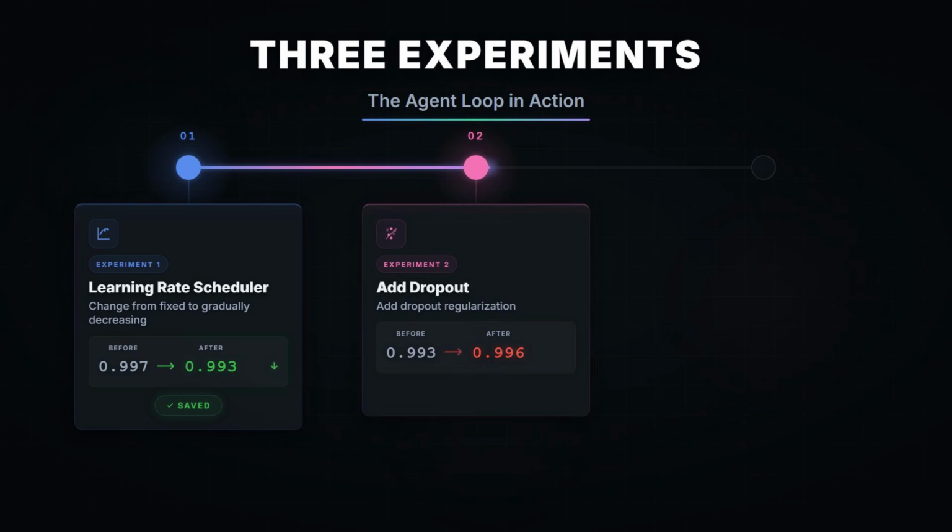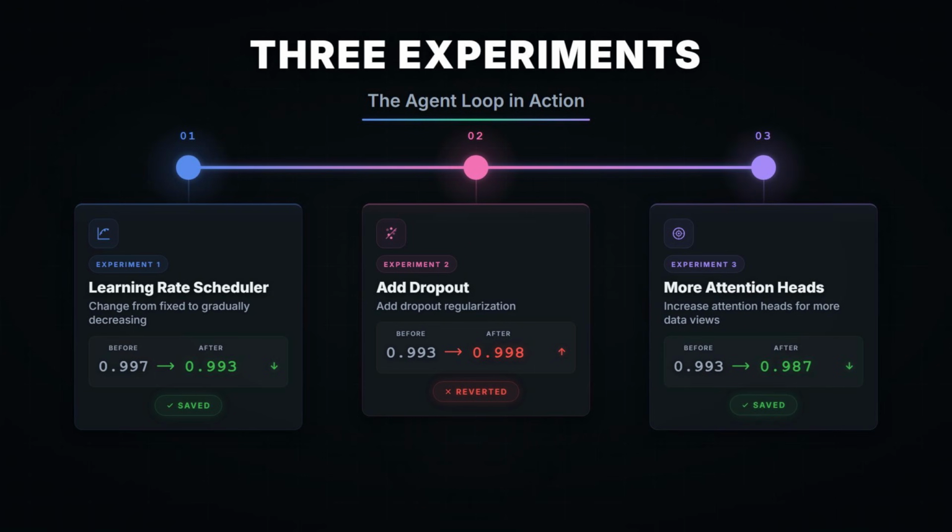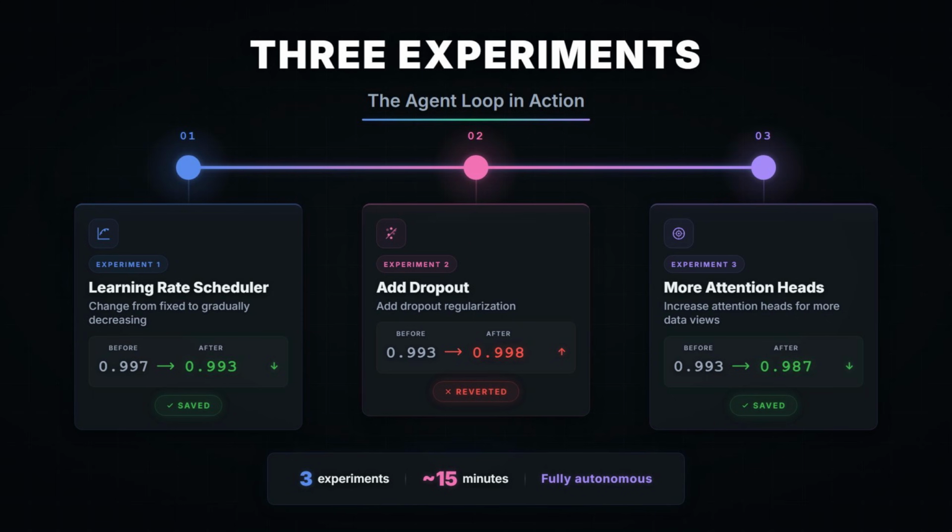In experiment 2, the agent looks at the code again and thinks, what if I add something called dropout? It makes the change, runs training, checks the score, and this time, let's say the score got worse. So the agent undoes the change completely. The code snaps back to where it was, and it logs what happened so it doesn't try the same thing again. In experiment 3, the agent tries increasing the number of attention heads in the model, basically giving the model more ways to look at the data simultaneously. Training runs and the score drops significantly, and it's saved. That's 3 experiments in about 15 minutes, and the agent did all of this on its own, reading its own history, forming ideas, learning from what did not work.